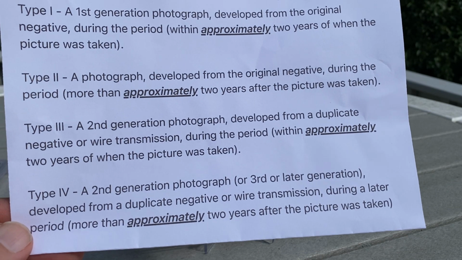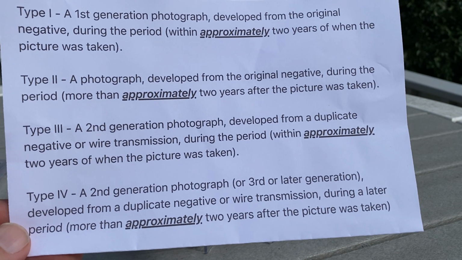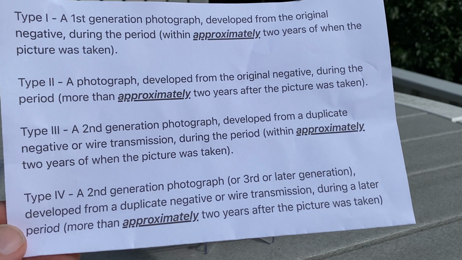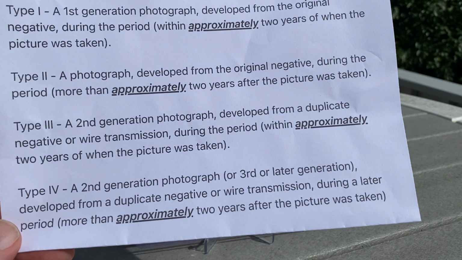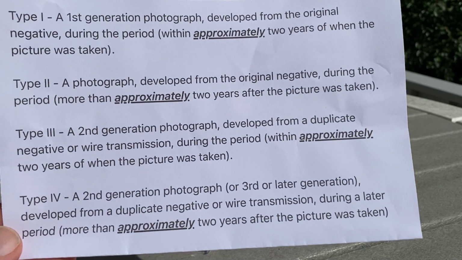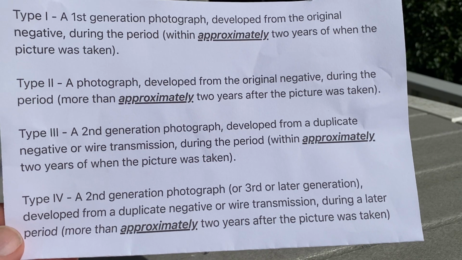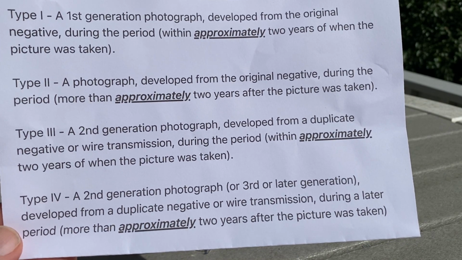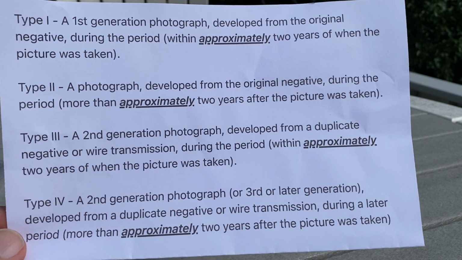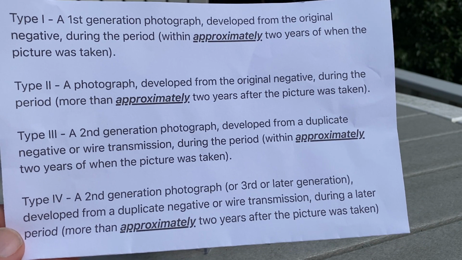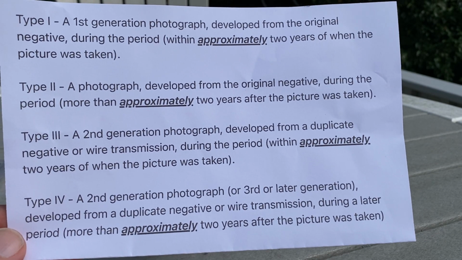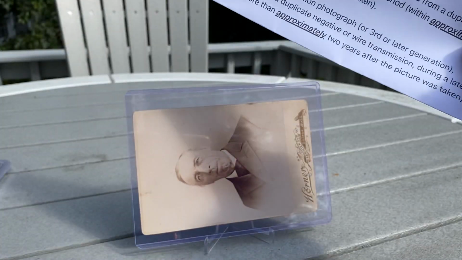And finally, a Type 4 is a second generation photograph, or third or later generation, developed from a duplicate negative or wire transmission during a later period of more than approximately 2 years after the picture was taken. So you could have a baseball picture taken in 1901, and someone could either find a negative or duplicate the negative, or make a copy from the original photo that negative took. More than 2 years after the picture was taken, it would be a Type 4. So, get that out of the way.